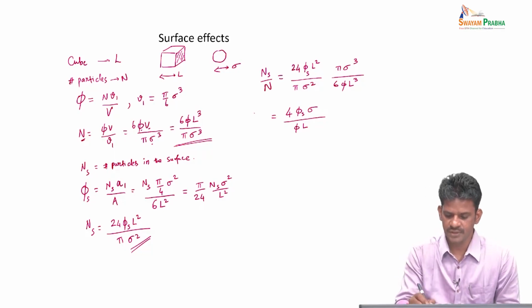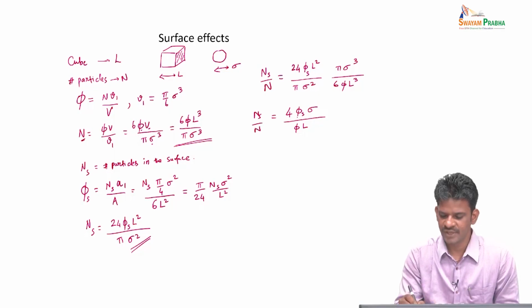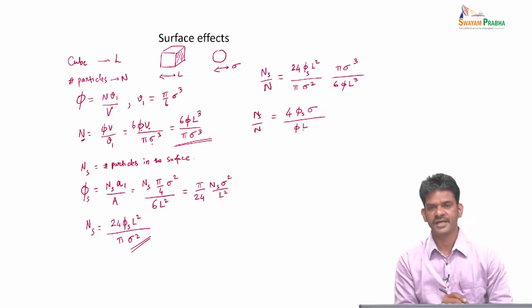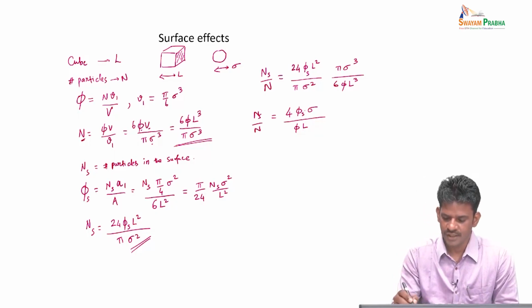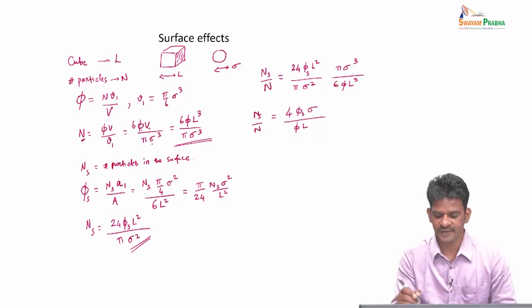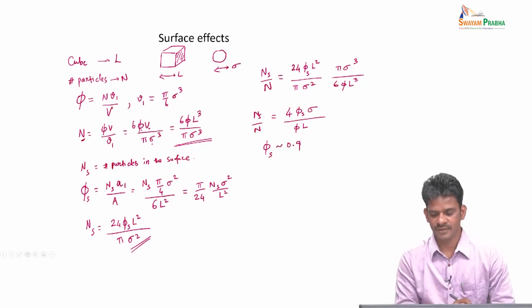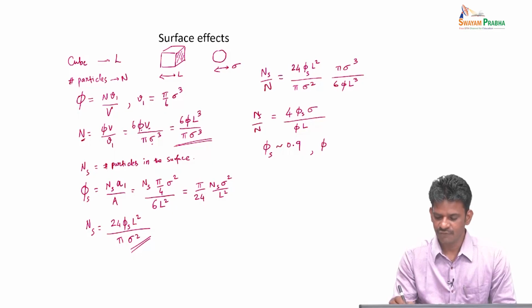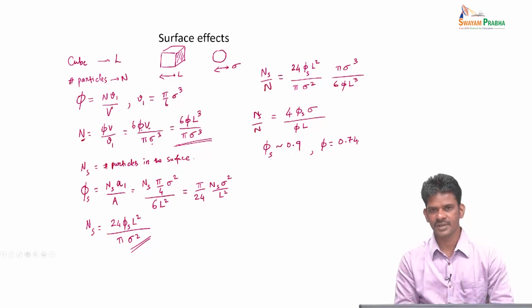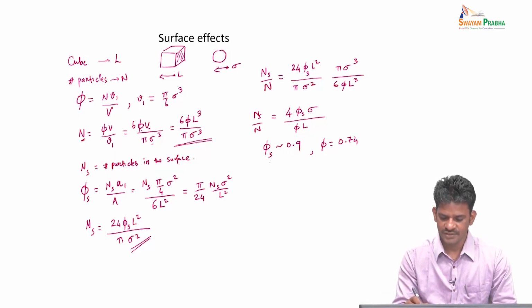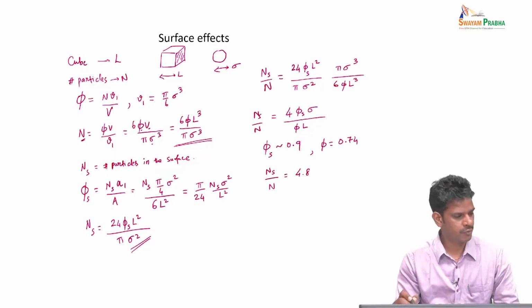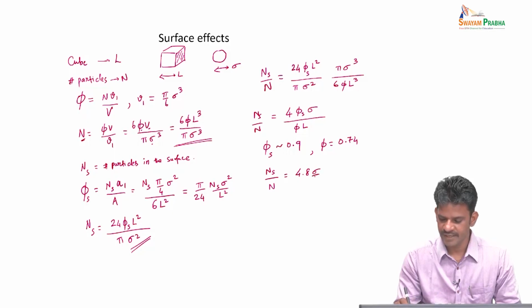So the fraction comes out to be 4 times phi_s sigma by phi times L. So now we have to choose certain values of phi_s and phi, and if you have close packed circles on surfaces, so phi_s is about 0.9 for a close packed limit, and then the volume fraction phi in the cube can be as much as, let's say, 74%. So that's a typical number. And then if you substitute all these things, you get 4.8 times sigma by L.